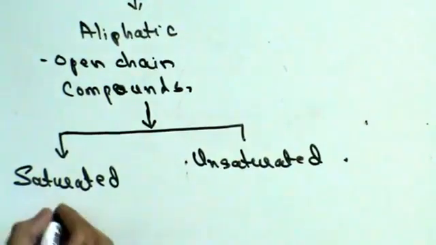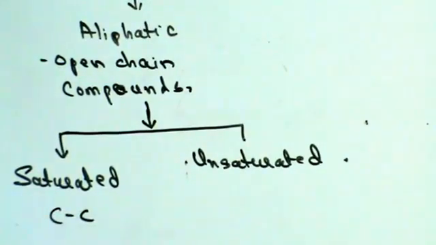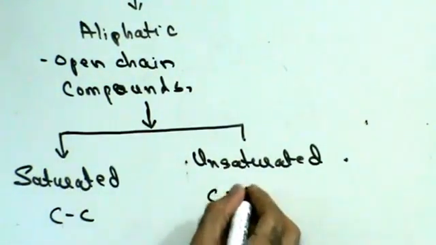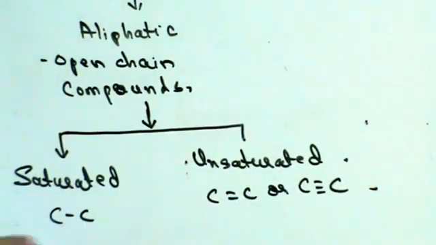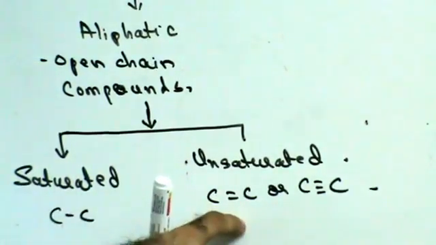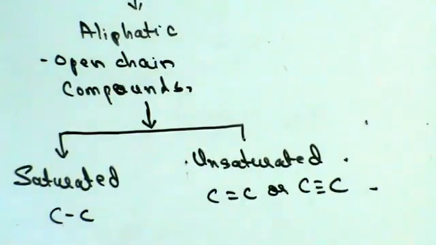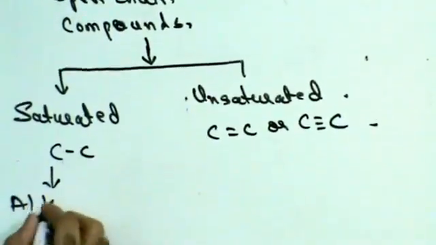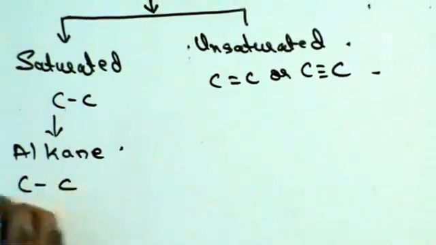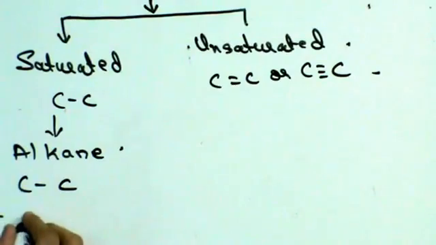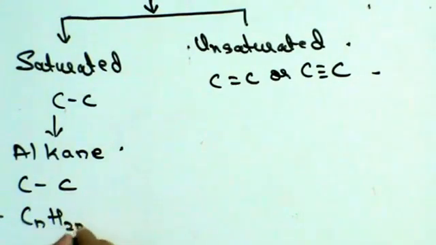What are saturated compounds? Where there is a single bond between carbon and carbon. What are unsaturated? Where there is a double bond or a triple bond between carbon and carbon. So when the carbon valency is satisfied by a single bond, then it is saturated. When it is satisfied by double or triple bond, then it is unsaturated. Right? Saturated hydrocarbons are alkanes. Right? Alkanes have single bond between carbon and carbon. They have general formula CnH2n+2.